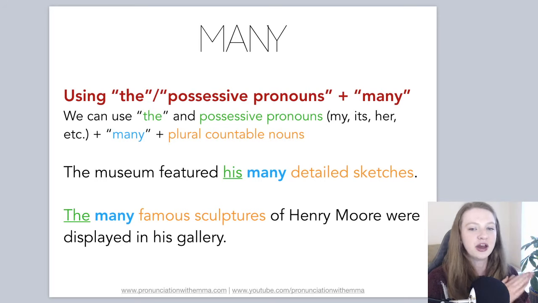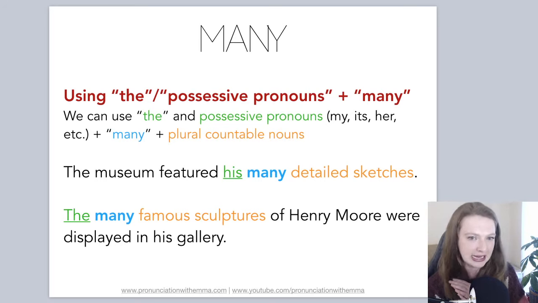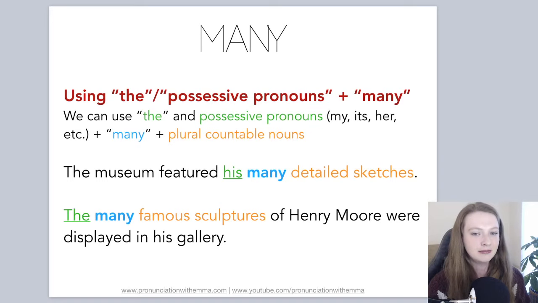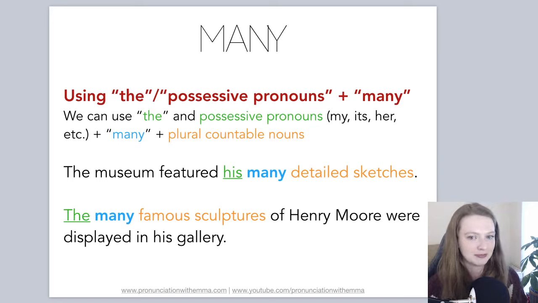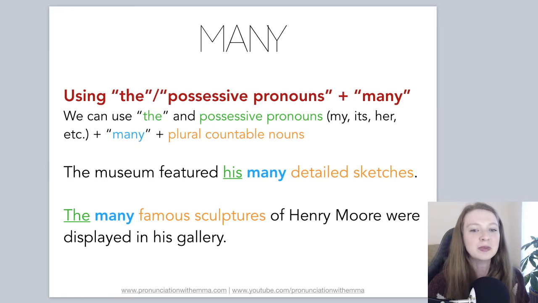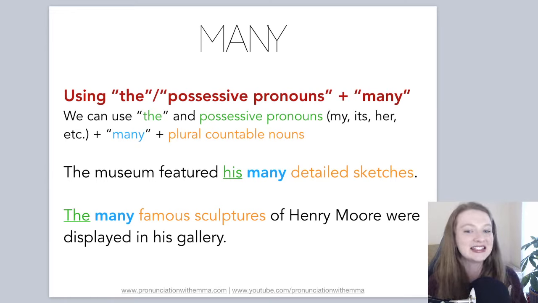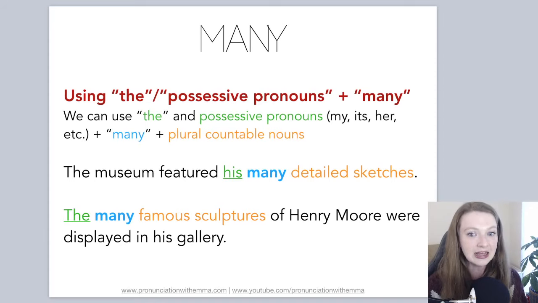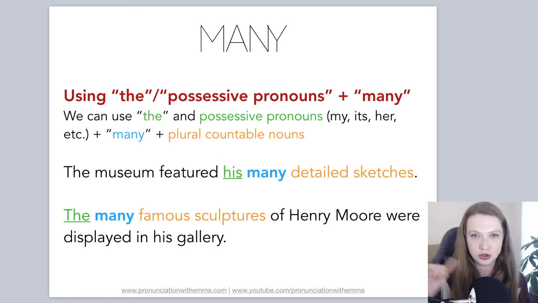Then, using the or possessive pronouns with many. We're going to talk about many a lot in this lesson. So we can use the and a possessive pronoun with many and plural countable nouns. For example, "the museum featured his many detailed sketches." So you got his, the possessive pronoun, many, not much, okay? You cannot do much with this one. You can only use many.